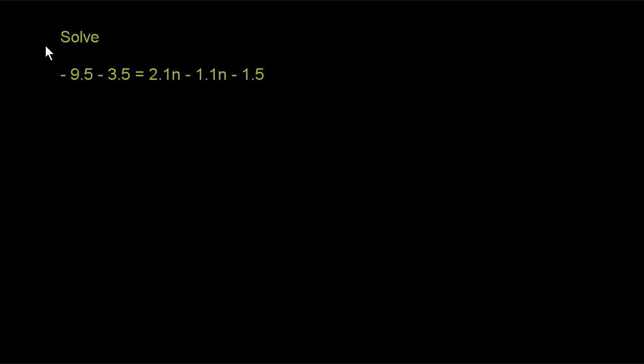Let's do a couple of problems involving the addition property of equality. The first problem says to solve, and we have negative 9 5/10 minus 3 5/10 equals 2 1/10 n minus 1 1/10 n minus 1 5/10.